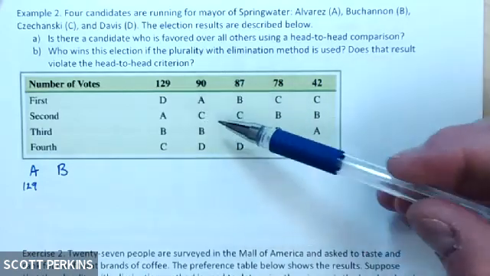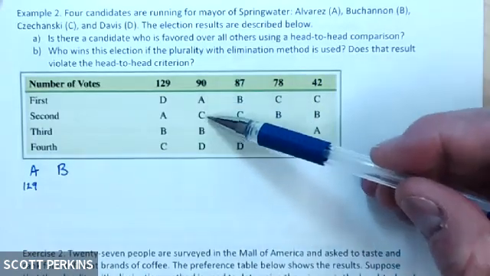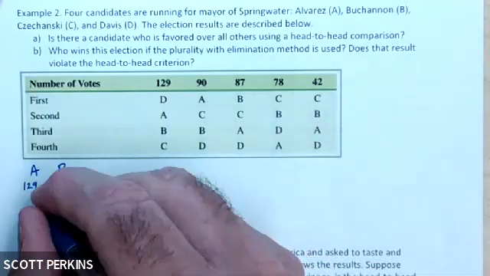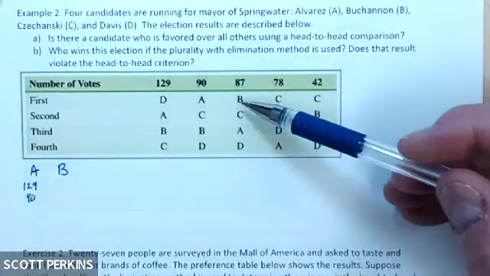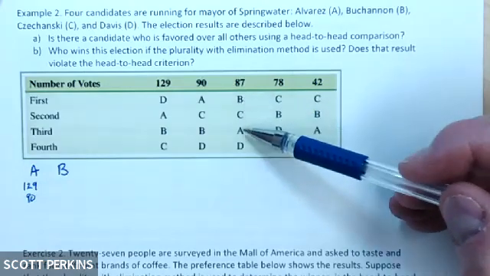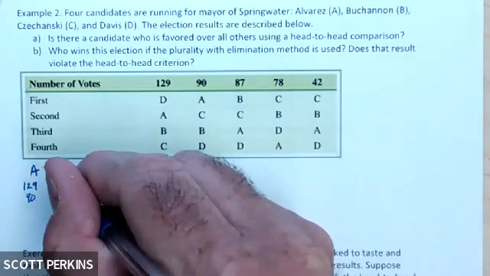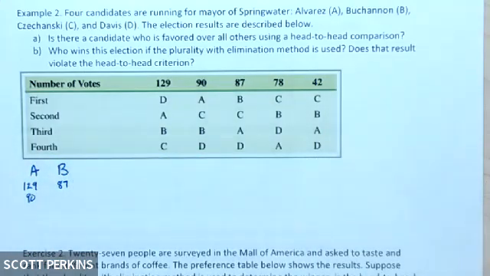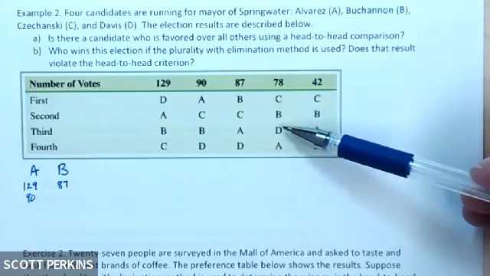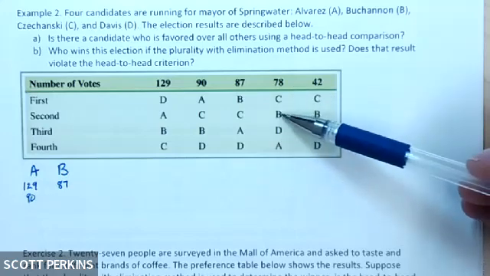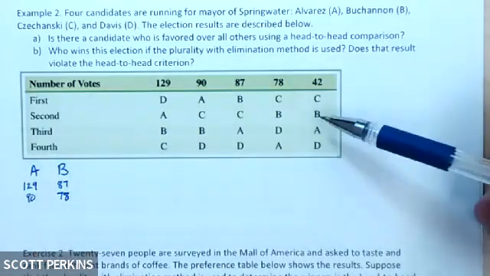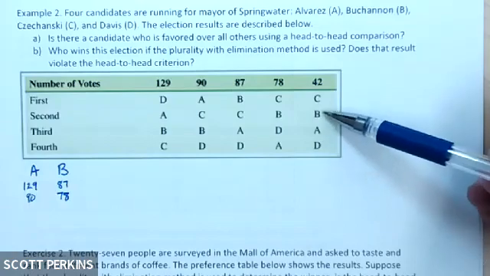Next column, who wins these 90 votes, A or B? Okay, again, A was first, B is third, so A. Next column, who wins these 87 votes? B does. B finished before A. Everybody see why I'm drawing these conclusions? In the fourth column, who gets those votes, A or B? B finished second, A finished fourth, so those 78 go to B. And last but not least, who gets these last 42?